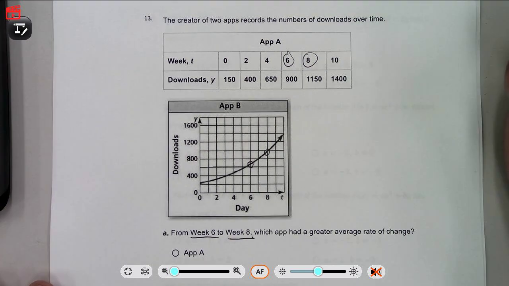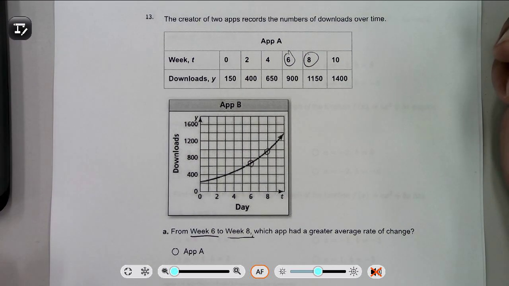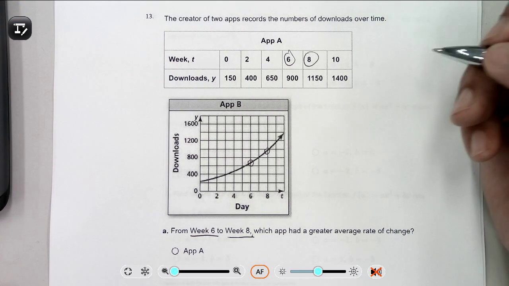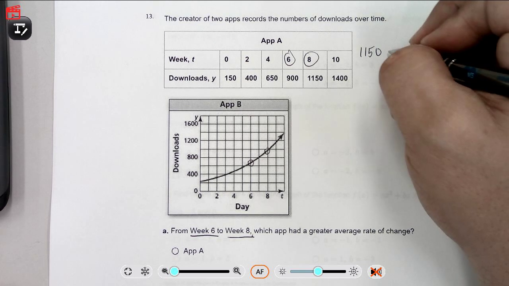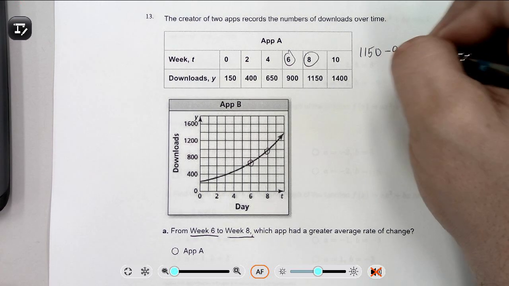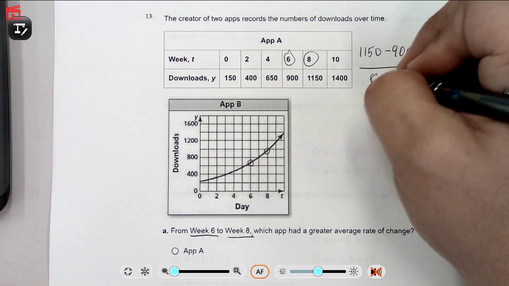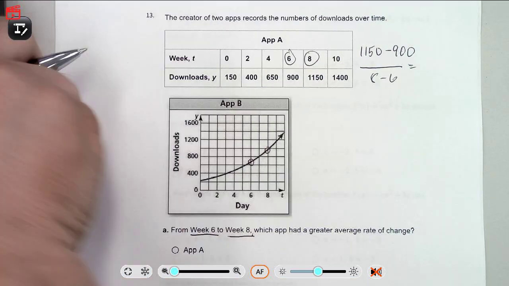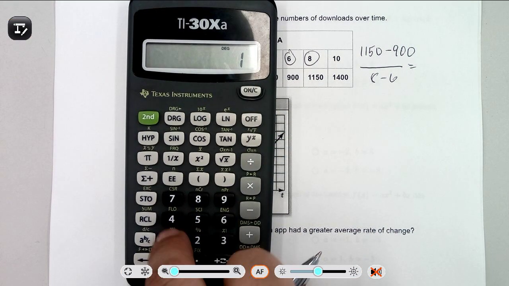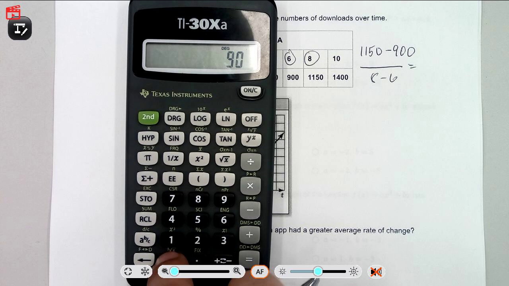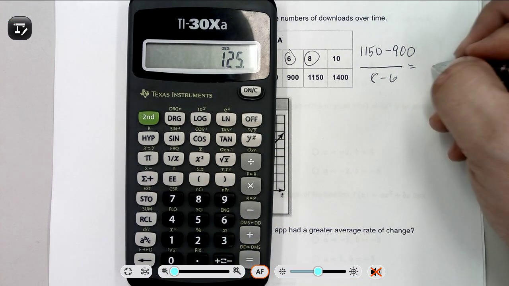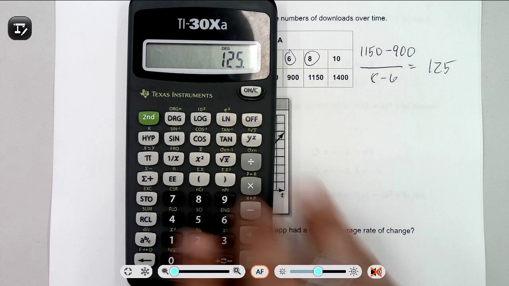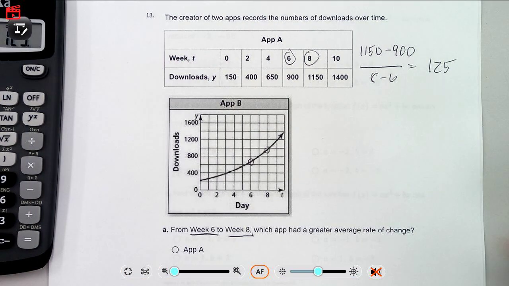We use the standard slope formula, the rate of change formula, y2 minus y1 over x2 minus x1. So that's 1150 minus 900 over 8 minus 6. I can get a little calculator. 1150 minus 900. 8 minus 6 is 2. So that's 125 average rate of change, 125 downloads per week.